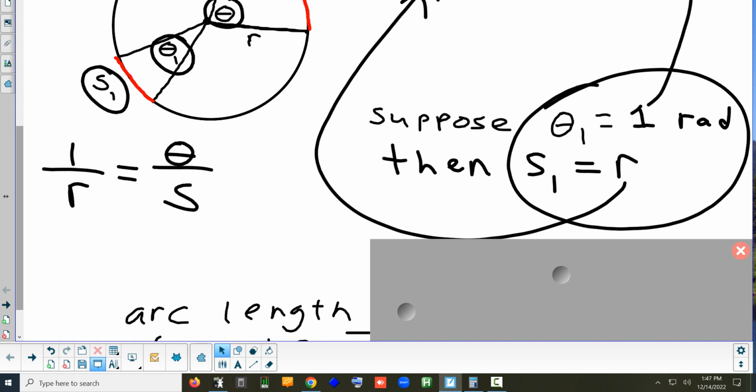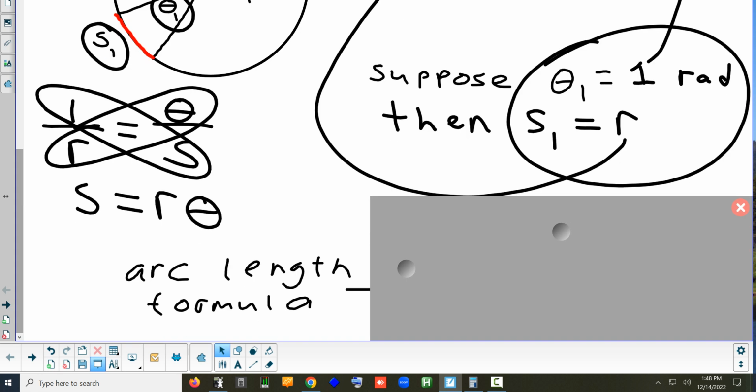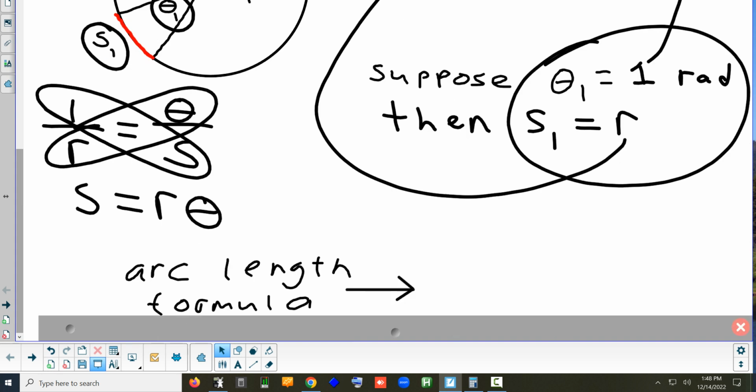Now, I asked this earlier. Somebody already answered. How do you solve a proportion again? You cross multiply. What's s times 1? S. What's r times theta? Just r theta. And that formula that I just wrote down, that is called the arc length formula.